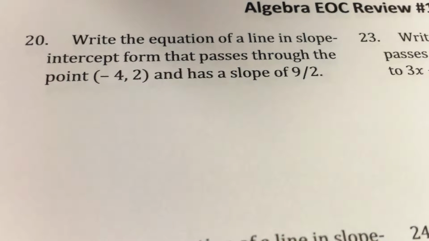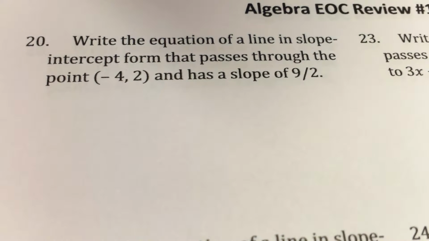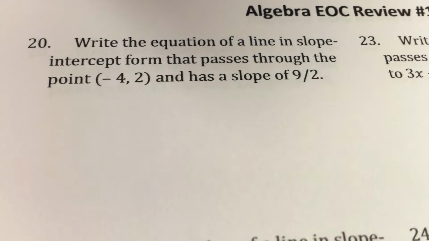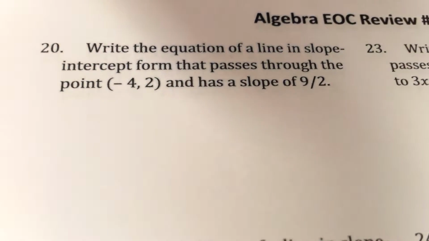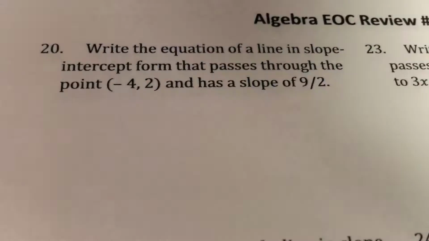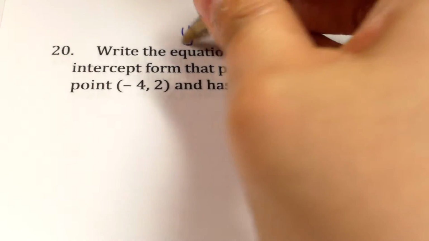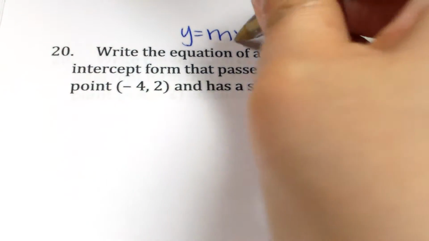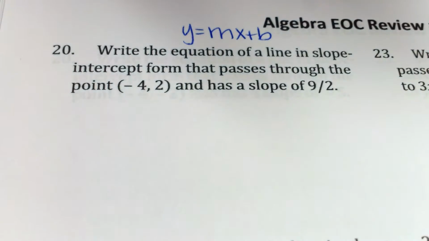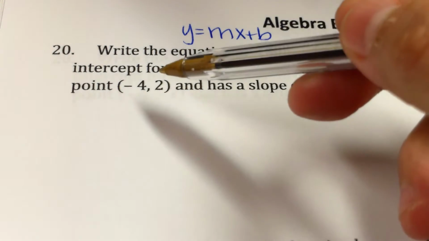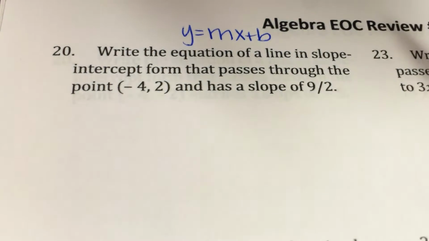Alright, question 20. It says, write an equation of a line in slope-intercept form. They want slope-intercept form. If we go to the formula chart, slope-intercept form is the second one, y equals mx plus b. So that's the way they want it. They want it in y equals mx plus b, that passes through this point and has a slope of 9/2.